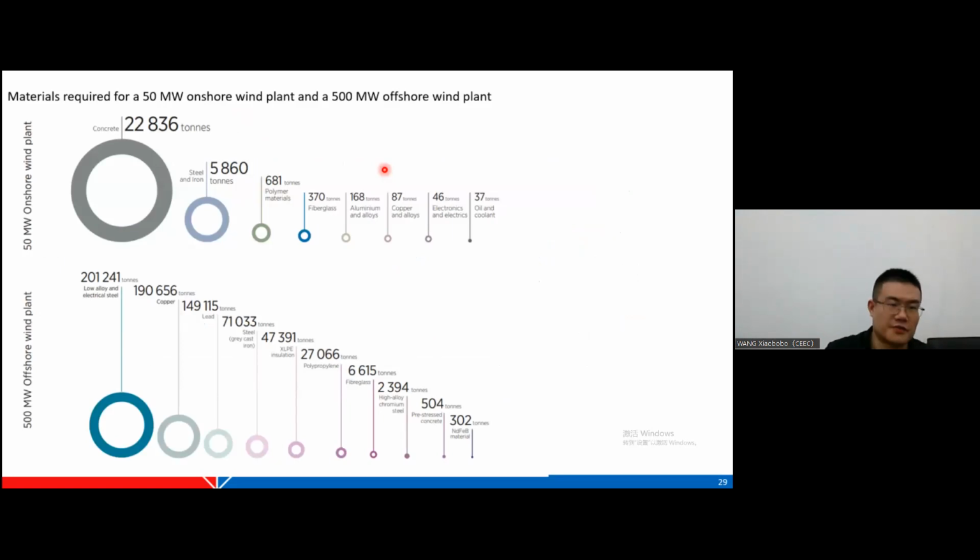This is another aspect of this, the materials required. For example, we'll take an example for the 50 megawatt onshore wind power plant and all the offshore plants. As we can see, the concrete, steel and iron, the polymer materials, many for the blade, the fiberglass for the blade, because fiberglass is very tough but very light-weight. Aluminum and alloys, copper and alloys, electronics and electric, and oil and coolant.